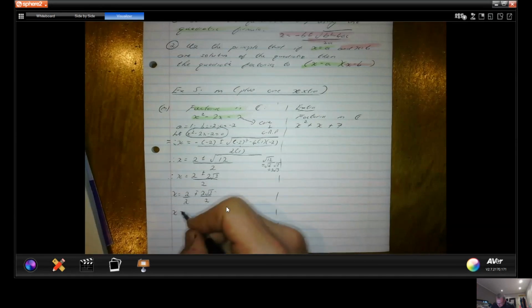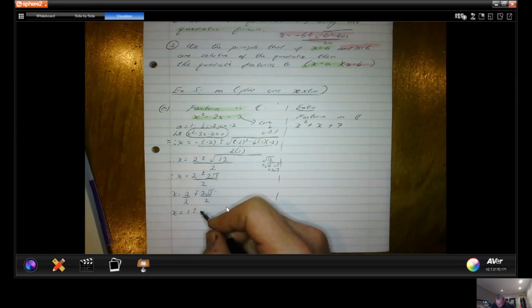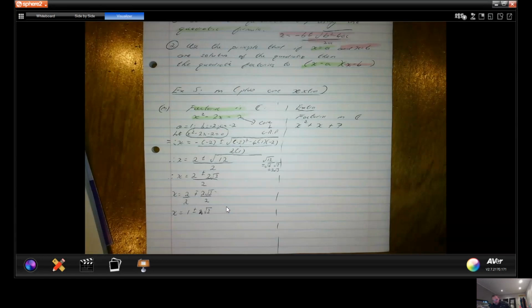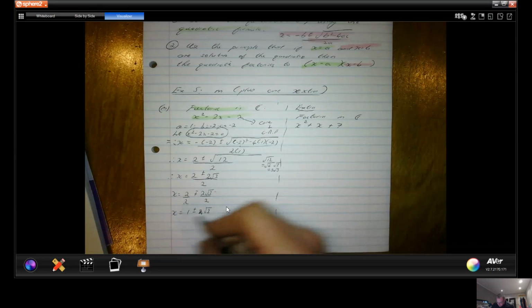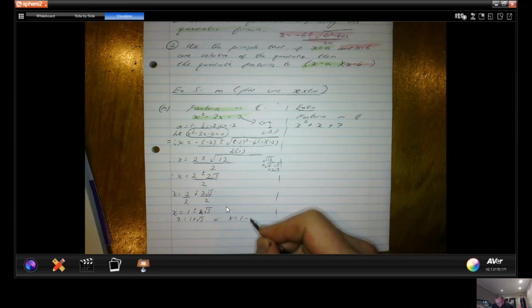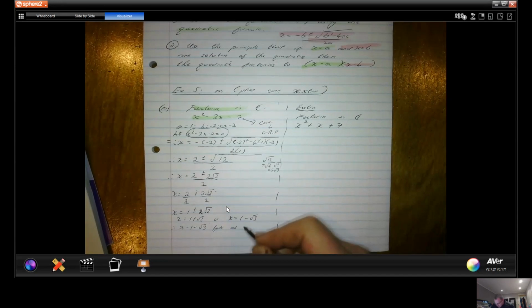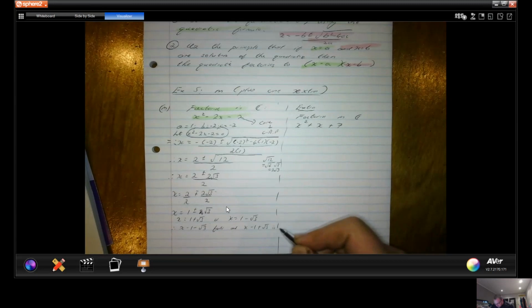So in other words, your final solution is x is equal to 1 plus minus root 3. The 2's cancel there. So there are your two solutions. So x is equal to 1 plus root 3 is a solution, or x is equal to 1 minus root 3. And if x is equal to 1 plus root 3 is a solution, then x minus 1 minus root 3 is a factor, and x minus 1 plus root 3 is a factor.